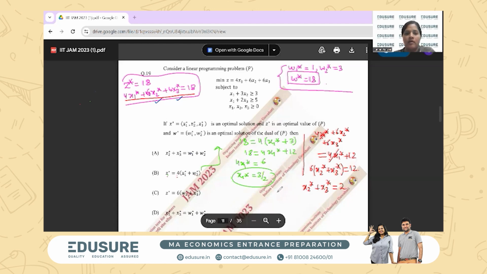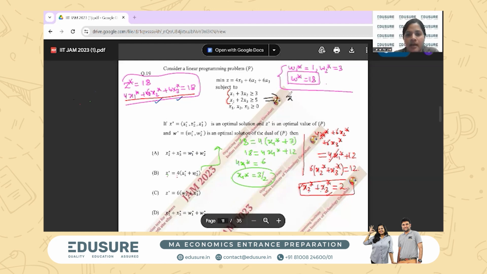Now we have these conditions. Let us see what contradiction we are going to get. We have got x1 star equals 3 by 2, and 4x1 star got cancelled from both sides, so we got 6x2 star plus 6x3 star equals 12, so x2 star plus x3 star equals 2. Now we have to look at which condition is actually not going to be satisfied. Suppose x2 star plus x3 star equals 2.